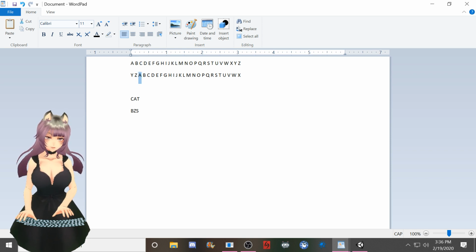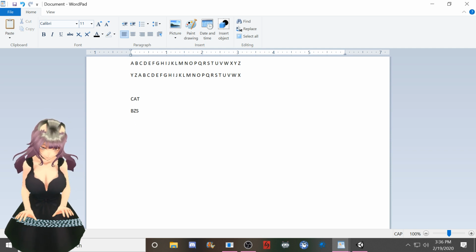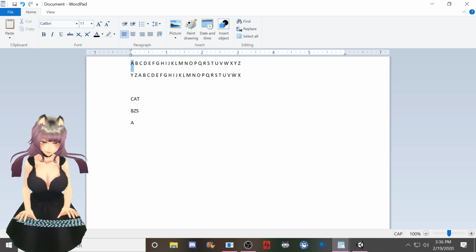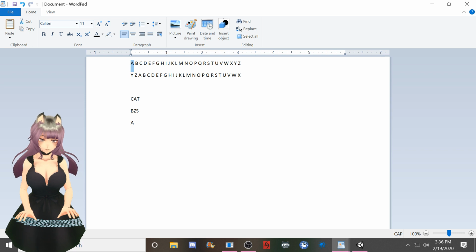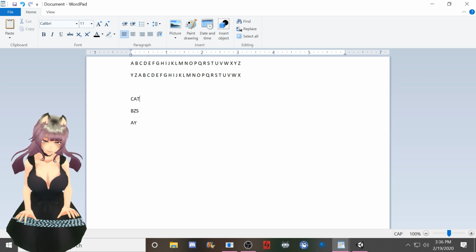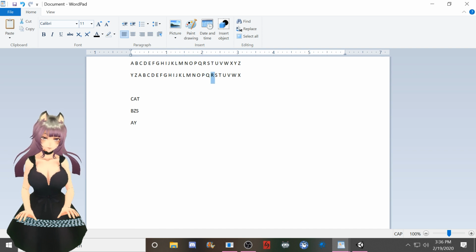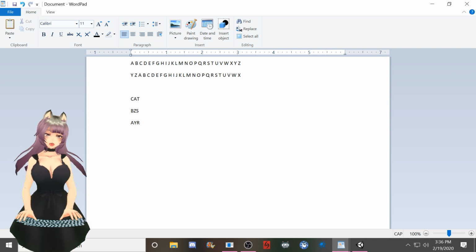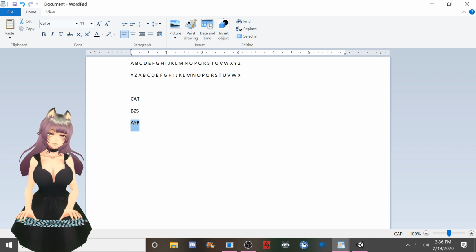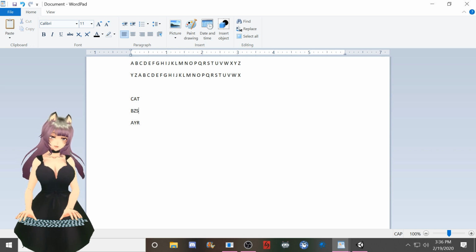So now, with a shift cipher of shift 2, if we wanted to do cat, C now lines up with A. So A, then for A in cat, we get Y. And then for T, we go, well, what is T? Now T is R. So now you get AYR instead of cat. And you can shift this as many times as you want, but if you shift the entire length of the alphabet, you'll end up with A still being equal to A. Because if you shove this enough to the right, it eventually comes back around.